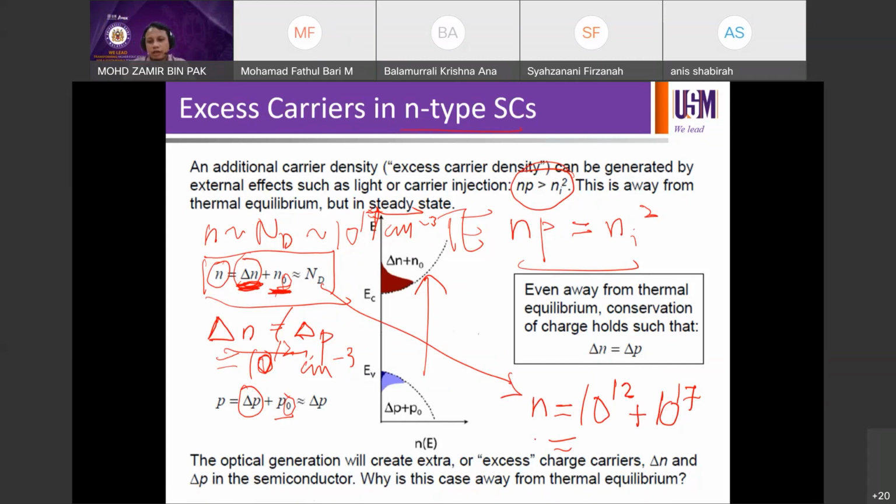Is it really 10 to the 29? Let's do the math again. 10 to the 12 plus 10 to the 17. Come. Anyone? What do you get? Simple math, yes. 10 to the 12 from delta N plus 10 to the 17 from your original condition, thermal equilibrium. What do you get? Anyone? Okay, I want to finish the class. It's already 11.01. Let me just finish off this slide.